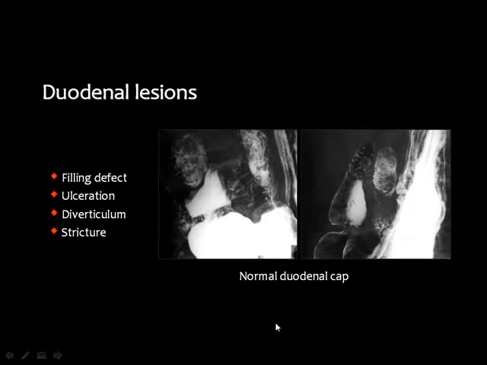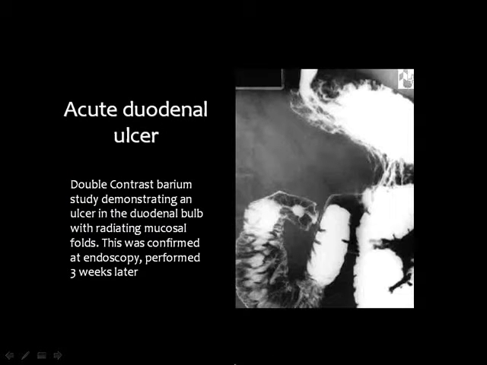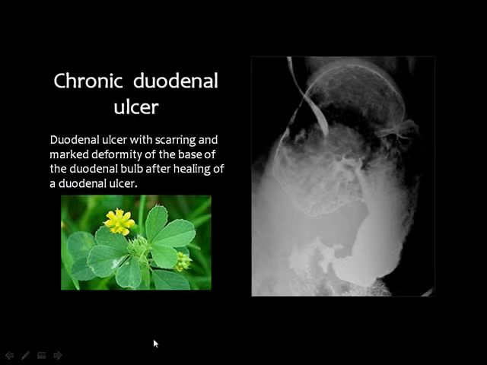Then we came to the duodenum, and this is the duodenal loop, which is the most important part to be assessed by barium, and the commonest lesion affecting the duodenal bulb is the ulcer. And the ulcers are also acute or chronic. The acute ulcer is just an area of mucosal irregularity containing a persistent amount of barium with the mucosal folds reaching the edge of the ulcer.